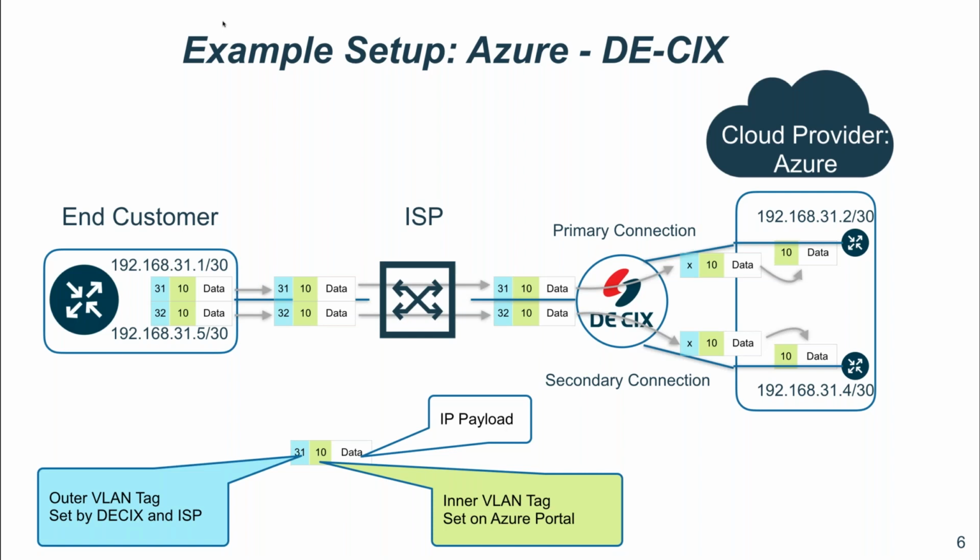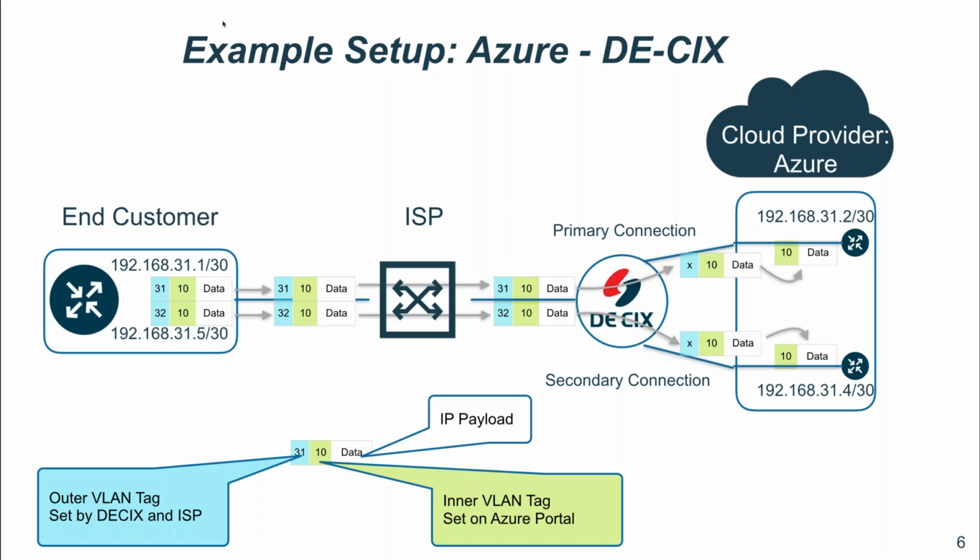And you send your packets, as I said, double tagged with the outer VLAN tag, which basically tells the switching infrastructure if the packet goes through the primary or goes through the secondary connection. And the inner VLAN tag, which you configure yourself on the Azure portal, selects which service is to be used. So outer VLAN tag selects primary or secondary, inner VLAN tag selects either private peering or Microsoft peering.